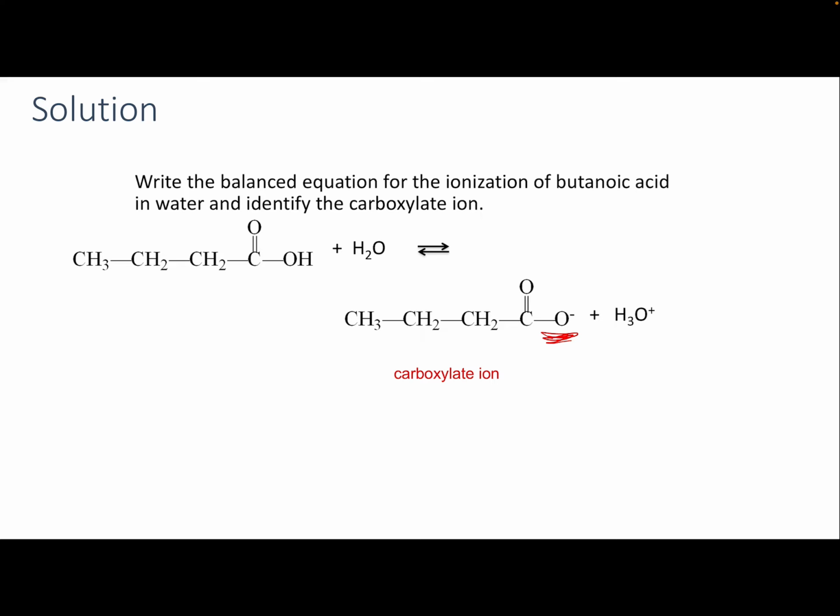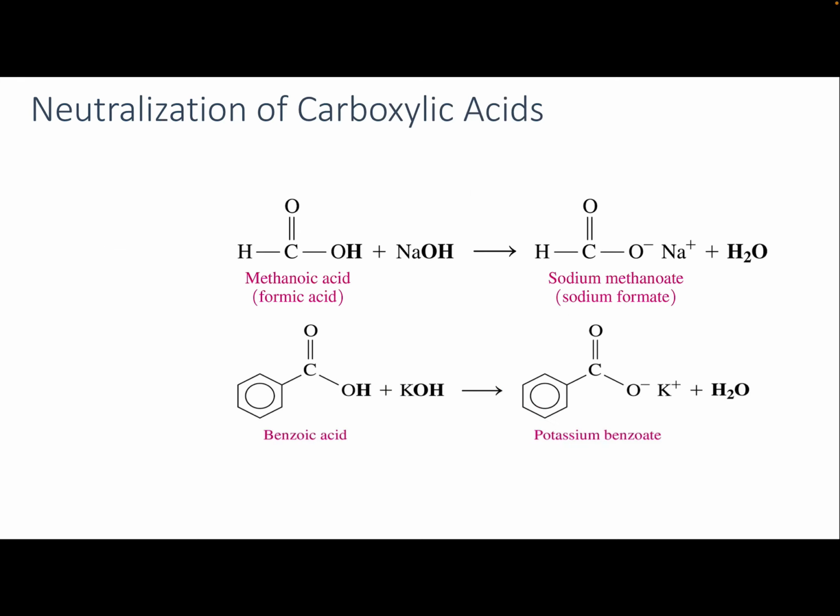I mentioned that most carboxylic acids don't completely ionize. Well, let's take a look at how we can actually force that to happen. So we can neutralize the acid. This converts all of that acid into its carboxylate ion. And we can make carboxylate salts. These are the product of neutralization of an acid with something like a strong base, like sodium hydroxide or potassium hydroxide.